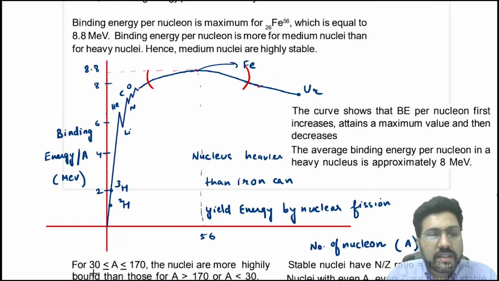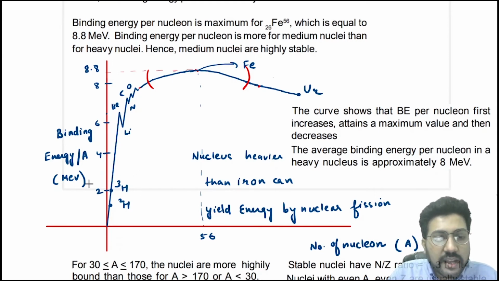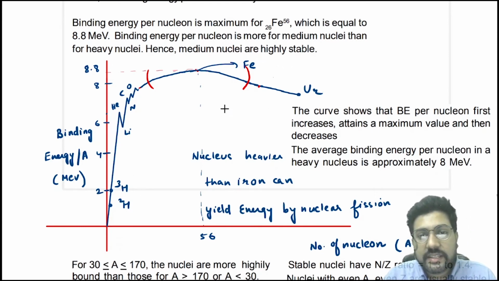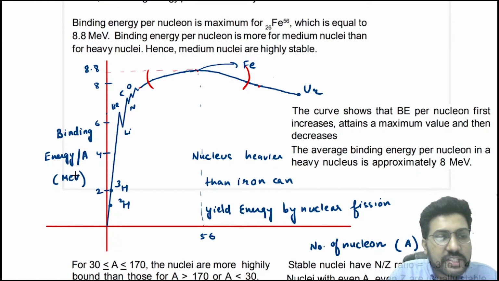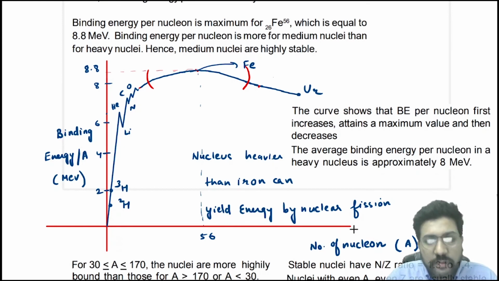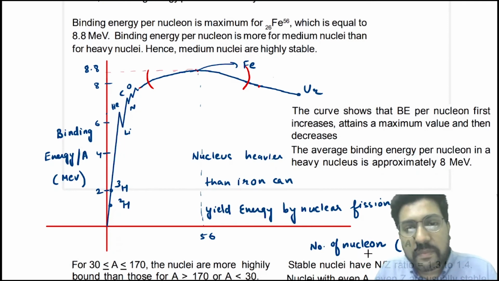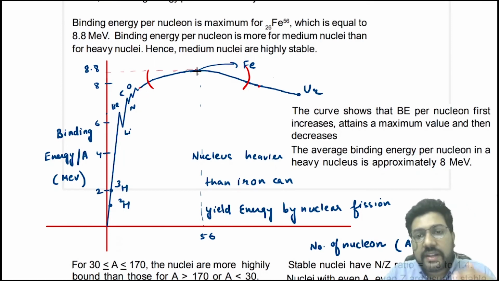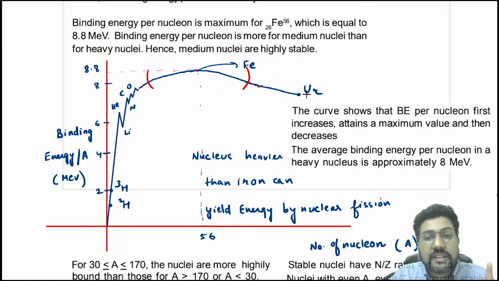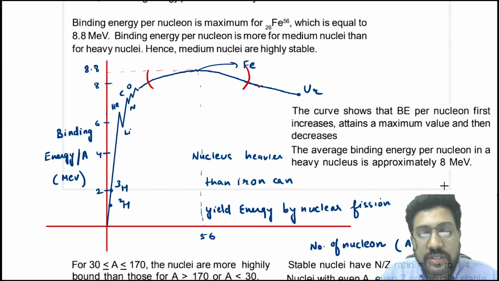So for A belonging to 30 to 170, the nuclei are tightly bound compared to the nuclei which are less than 30 or which are greater than 170. Again I'll repeat this curve. What does this curve show? This curve, that is binding energy per nucleon in mega electron volt versus the number of nucleons or the atomic mass number, shows that first the binding energy per nucleon increases, it attains a maximum value in iron, and then it starts to decrease. The average binding energy per nucleon for medium to heavy nuclei is 8 mega electron volt.